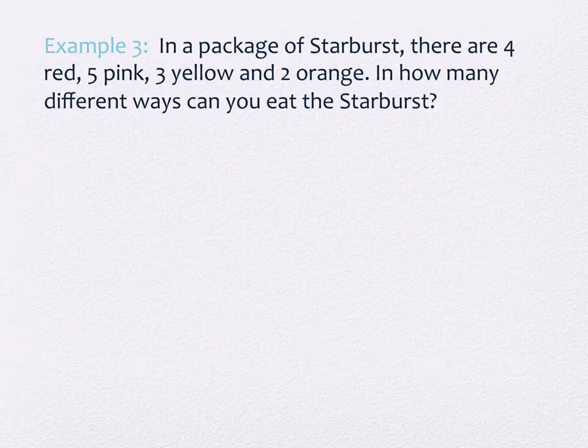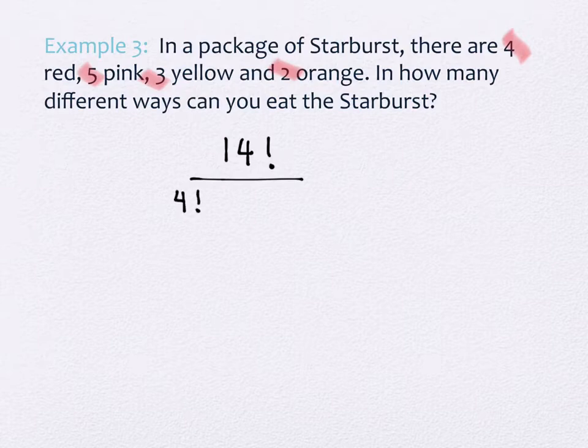Okay, so the way that this works is we need to figure out how many total Starbursts we have. So we have 4 over here, 5, 3, and 2. How many Starbursts is that? 14 Starbursts. So that's the number that goes on top, 14 factorial. Our total number of objects, elements, go on top. And then in the denominator, we take each of the different things that are indistinguishable and put them in factorial notation. So the first one was a 4, so it's 4 factorial, and then 5 factorial, and then 3 factorial, and then 2 factorial.